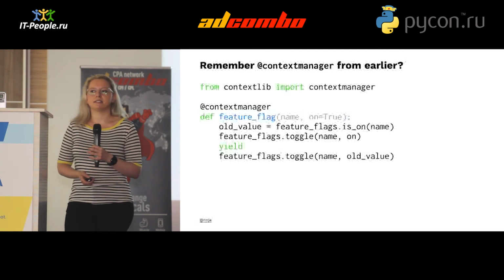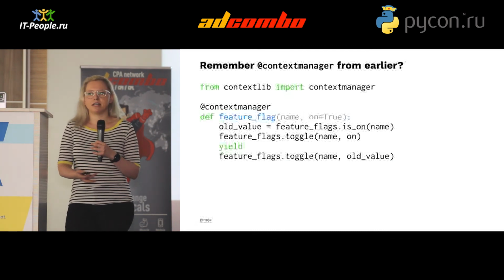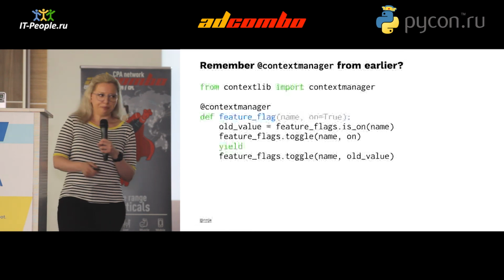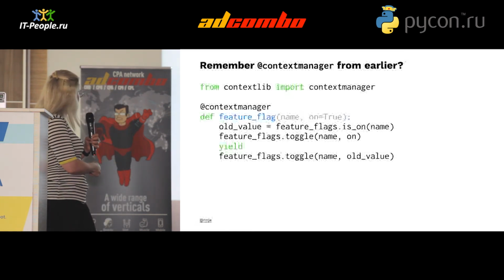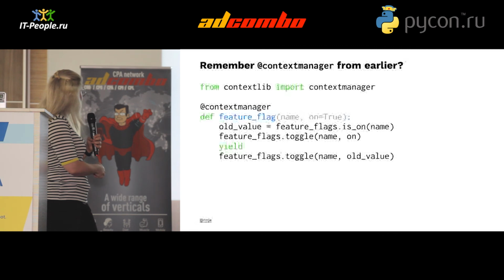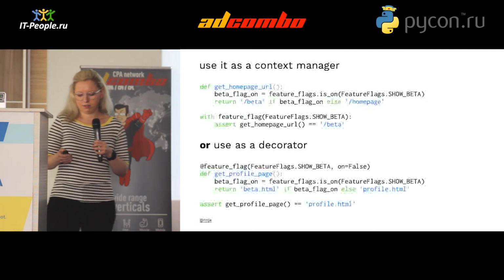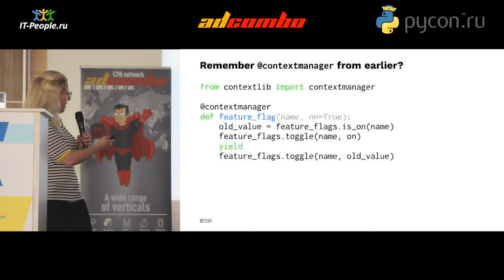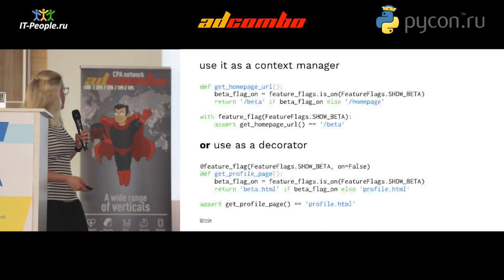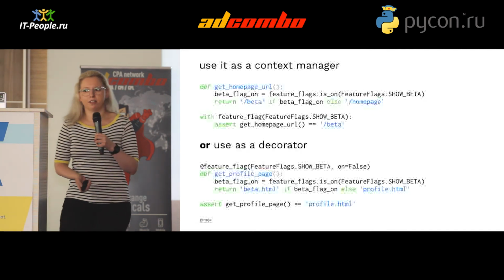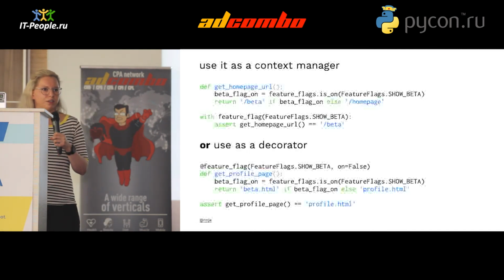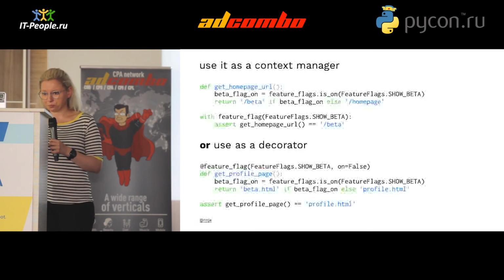So here's our context manager from earlier. We use the context manager decorator. This is what would happen in dunder enter. Then we yield a value, and then this is what would happen in dunder exit. And now we can use this feature flag decorator. We can use it as a context manager with, or we can use it as a decorator in one go. So pretty cool.